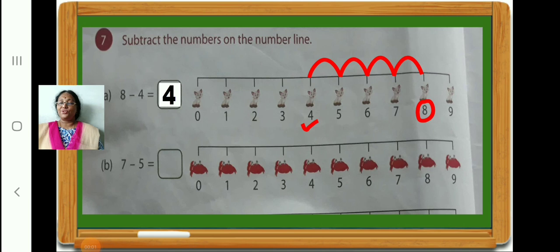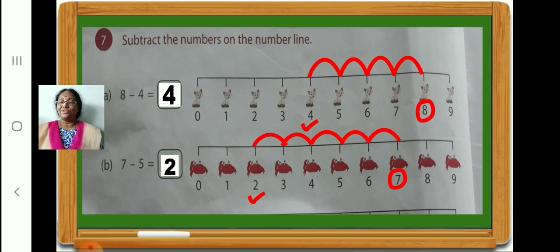Now let us do question B. 7 minus 5. Children, on the number line, can you see number 7? Yes, put a circle on number 7. Very good. Now from 7, let us jump 5 times towards the left. 1, 2, 3, 4, 5. After jumping 5 times, where did we reach? We reached on number 2. Put a tick on number 2 and write number 2 in the given box. That is 7 minus 5 is equal to 2.